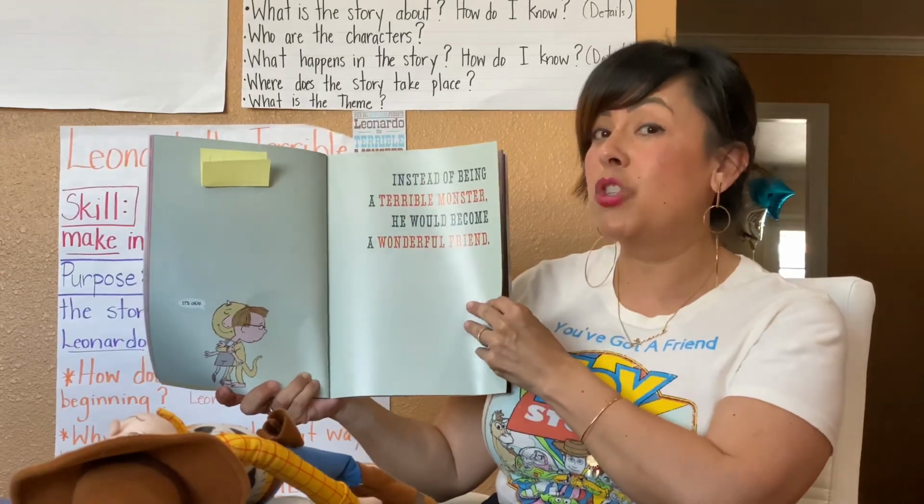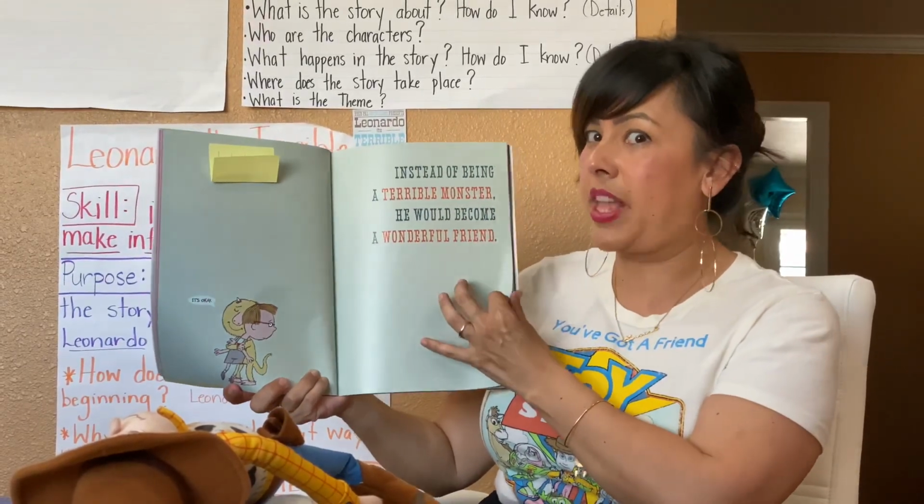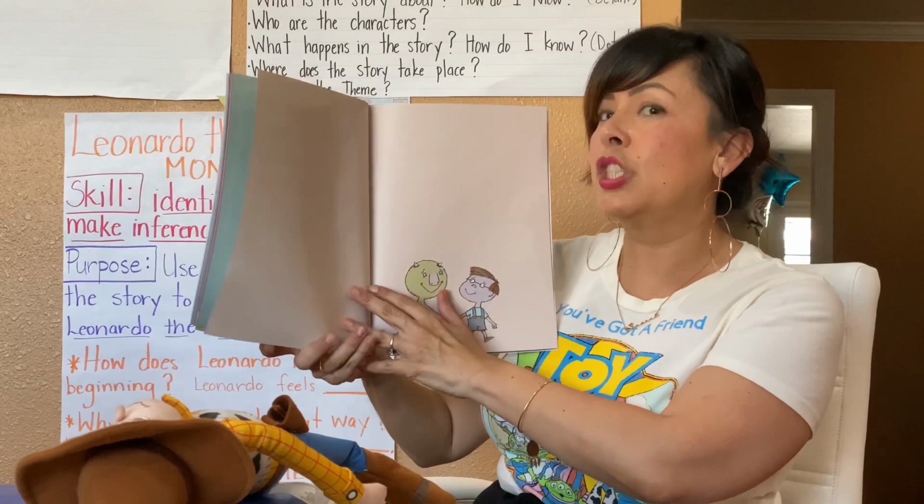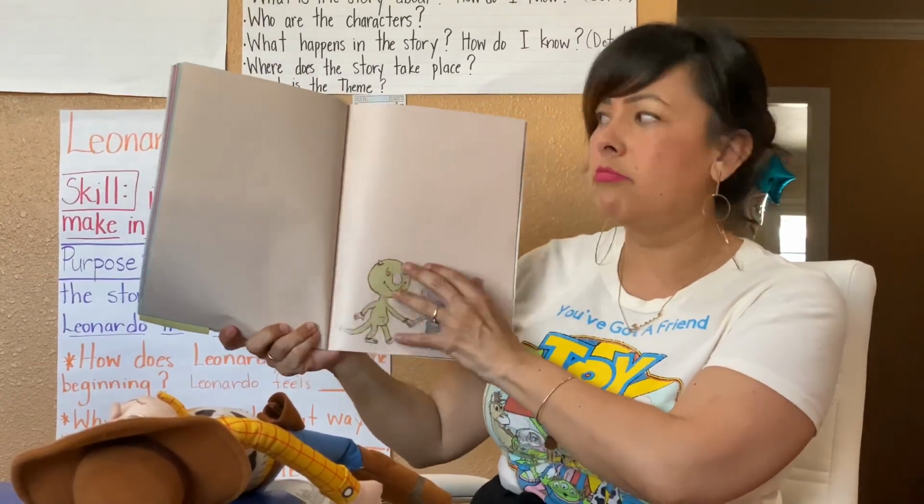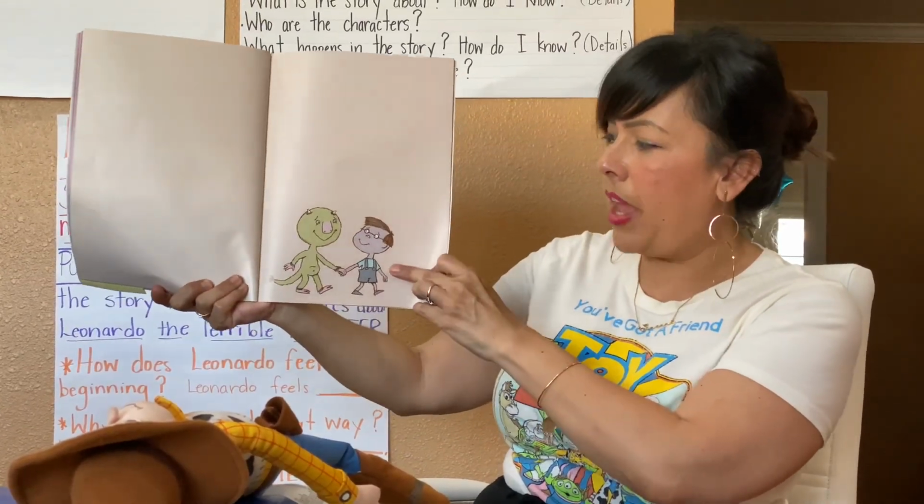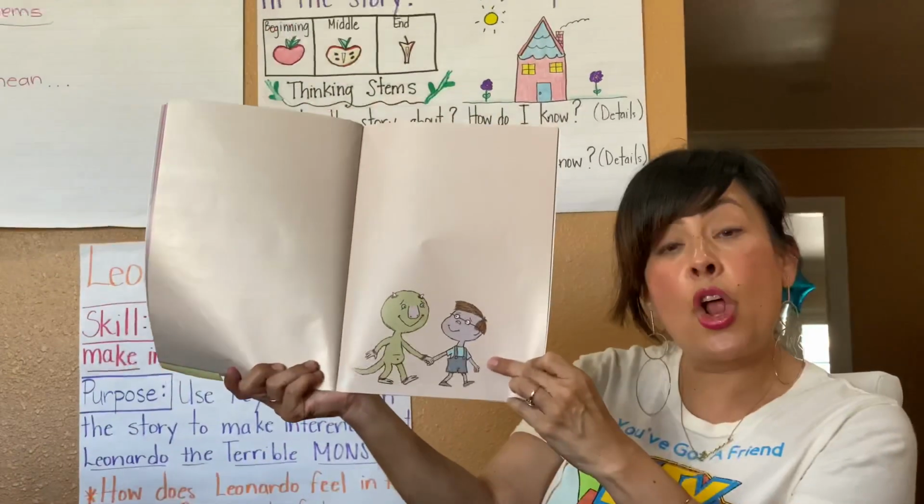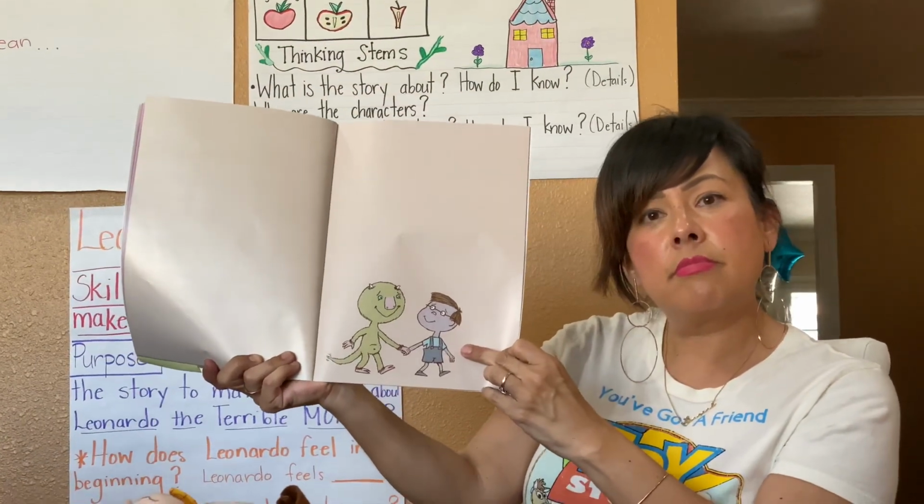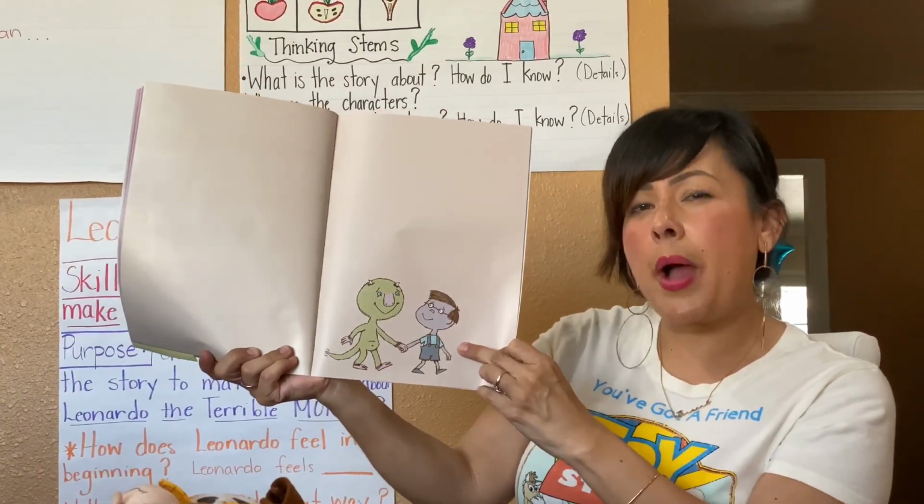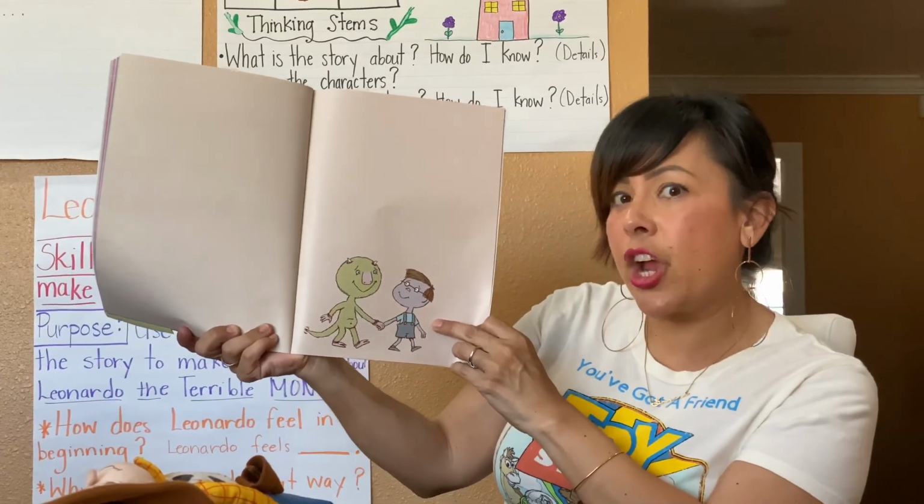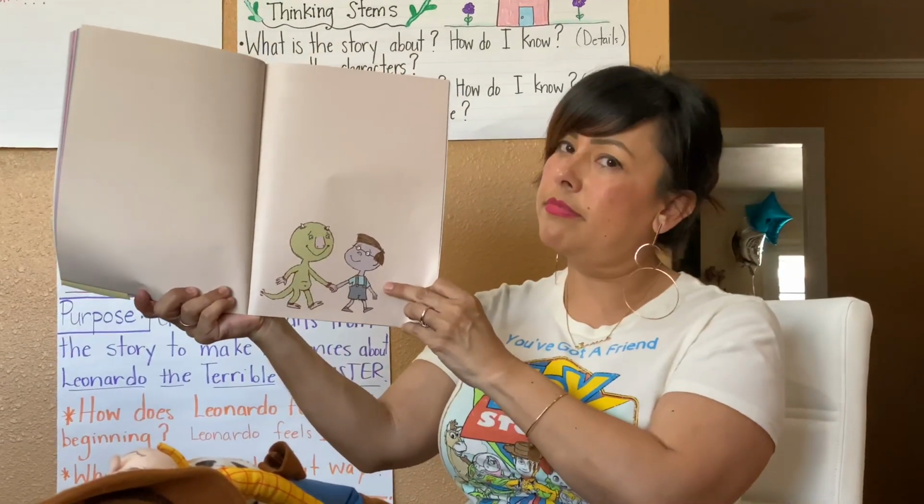Wow, those are some turn of events. Do you know what that means? The story changed. Look at them now. What do you see? What do you notice? What can we say now about Leonardo, the terrible monster?